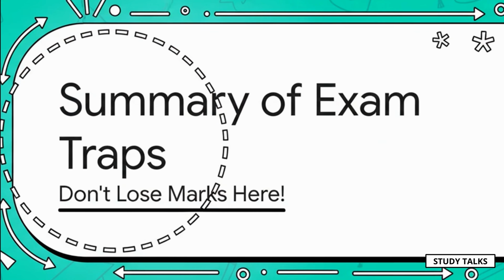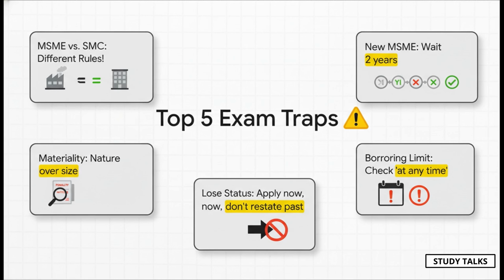We have covered a huge amount of detail. I know. So now it's time to boil it all down and focus on the absolute must-know points. Think of this as your final revision checklist, the stuff that's going to stop you from losing any easy marks on this topic. All right, final recap. Here are the top 5 exam traps you need to tattoo on your brain. 1. MSME and SMC rules are different animals. Do not mix them up.